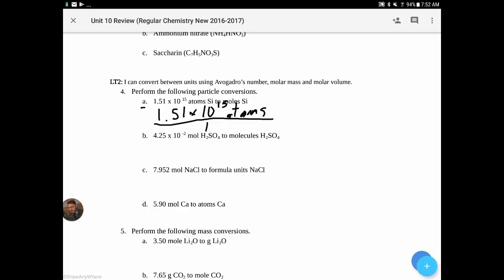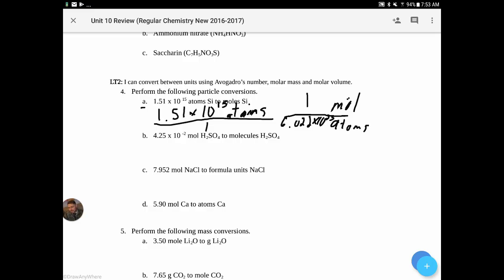Okay, so now we do our first conversion factor. Since atoms is on top, we want atoms on bottom, so we put atoms on bottom. We want moles on top, so moles. And then the number that goes in front of atoms, formula units, molecules, and ions is always going to be 6.022 times 10 to the 23rd. And anytime we have moles in a conversion factor, 1 goes in front of it.